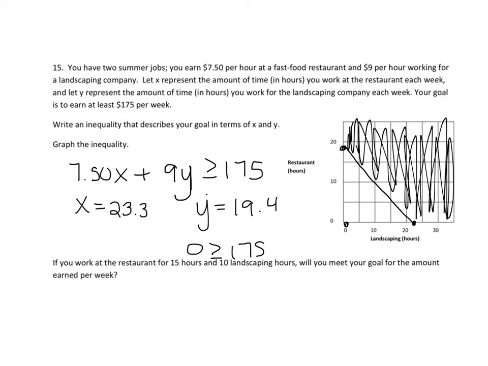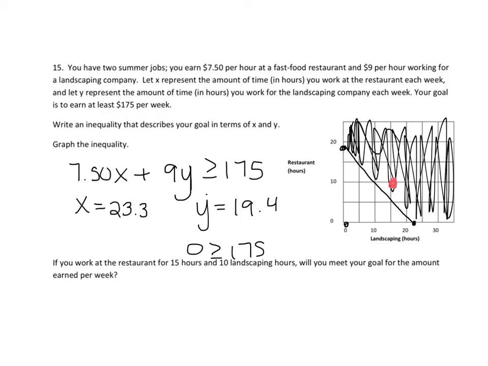So all of these points in this region represent solutions to the inequality and represent combinations of hours at each place that we could make more than 175 in a week. So when we look at the question, if we work 15 hours at the restaurant and 10 hours at the landscaping, will we meet our goal? So we can look at our graph first. We go to 15, 10, and we see that that's clearly in our shaded region.